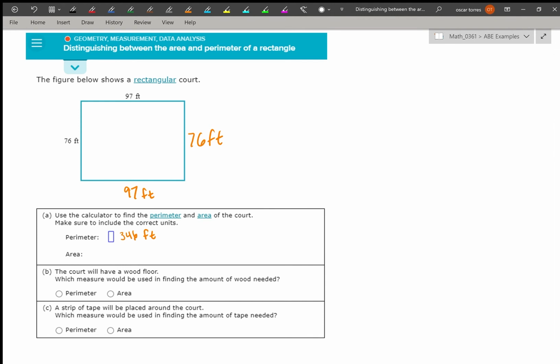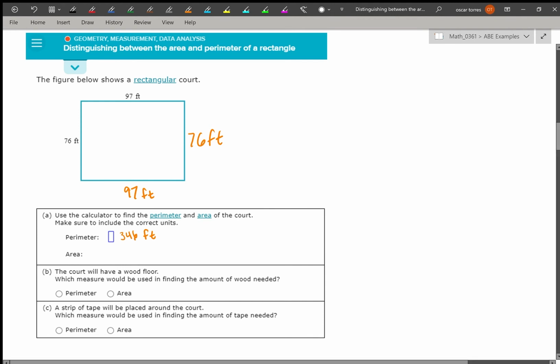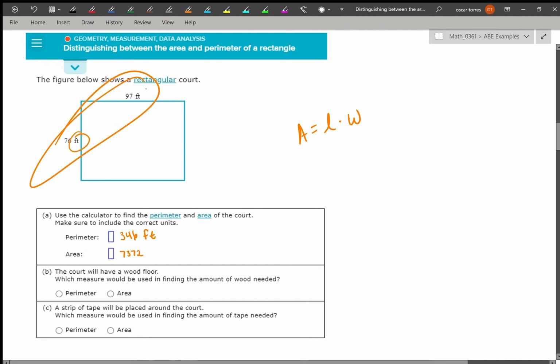Now to find the area, we're going to take our length and multiply it by our width, because again, area is equal to the length times the width. So we can ignore those numbers that we wrote down at the beginning and just focus on these two and multiply them. When we multiply them, we end up getting 7,372. Now because it's area and the numbers are being multiplied, feet times feet gives us feet squared. So feet squared is going to be our final unit for this answer.